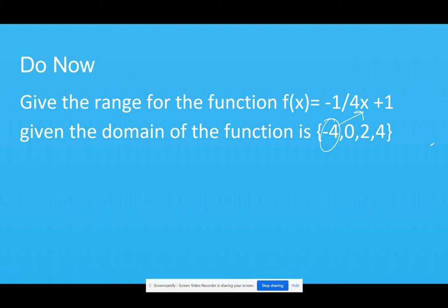So I'd plug in -4. -4 times -1/4 is 1, plus 1 is 2. So I put 2 down. 0 times -1/4 is 0, plus 1 is 1. 2 times -1/4 is -1/2, plus 1 is 1/2. Not sure what happened there. 4 times -1/4 is -1, plus 1 is 0. And that would be my final answer. And it's proper to put those squiggly lines just to make sure we know that it's the set of those numbers.